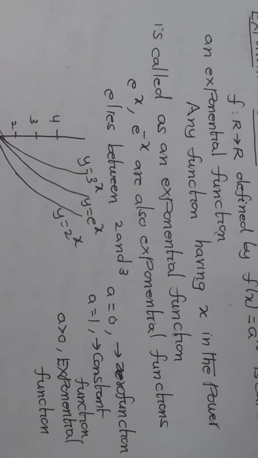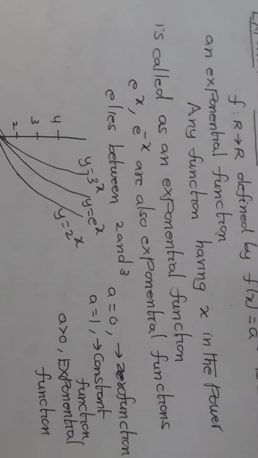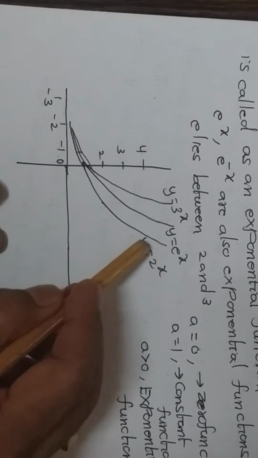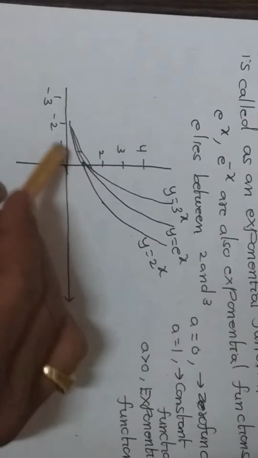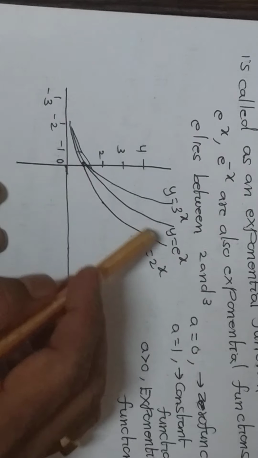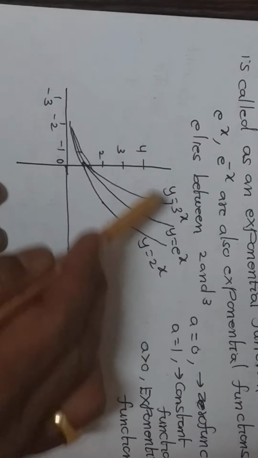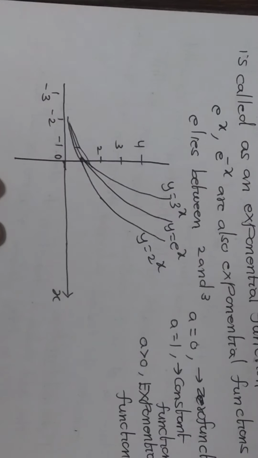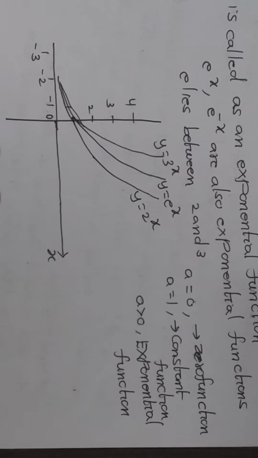So e power x and e power minus x are also exponential functions, where e lies between 2 and 3. For example, if I take the graph y is equal to 2 power x, this is the y equal to 2 power x graph. This is the y equal to 3 power x graph. So it is increasing, it is rising. Then e power x lies between 2 power x and 3 power x. You see here 2 power x and 3 power x, and the e power x graph is there.